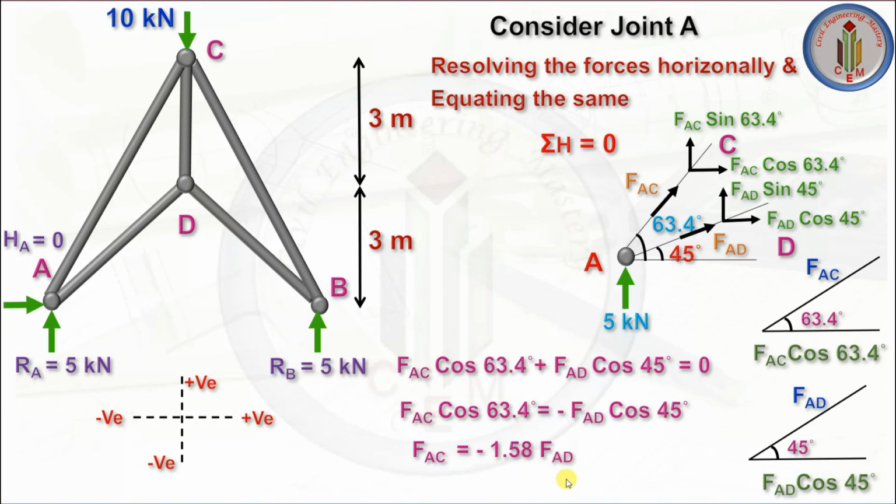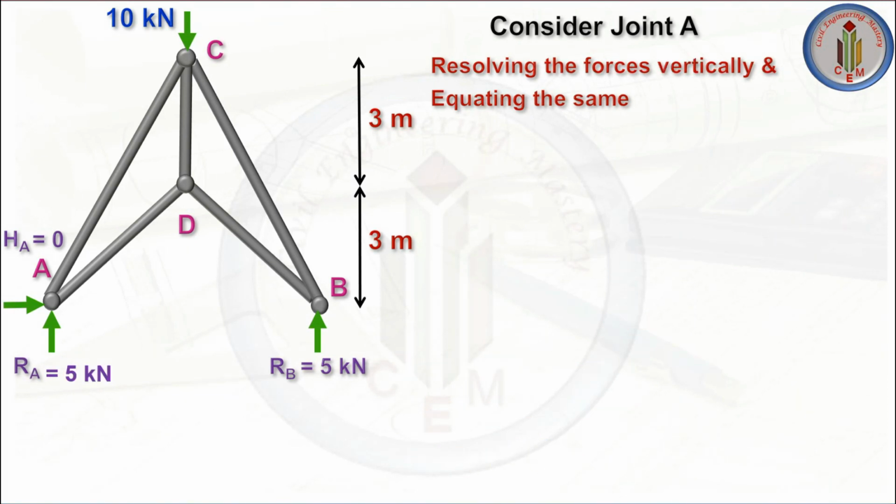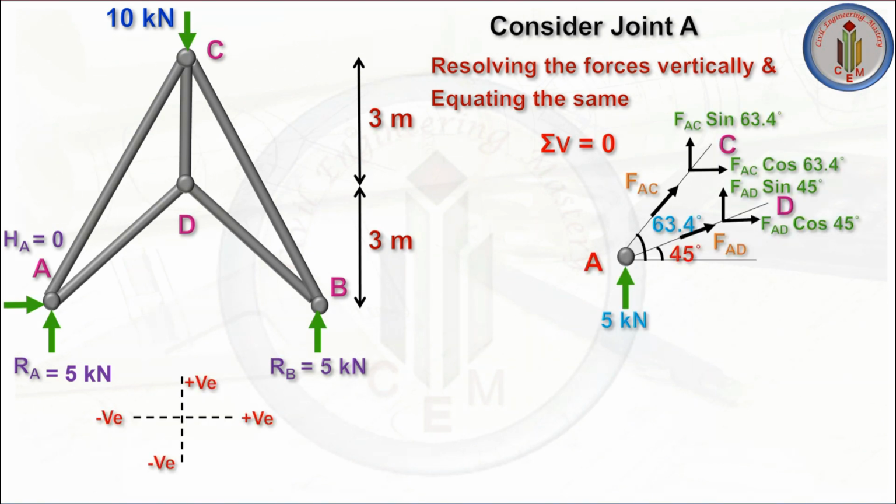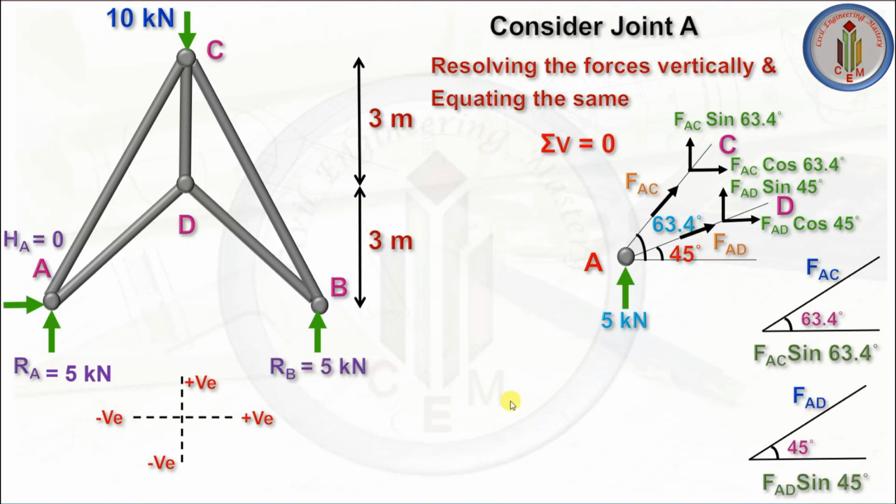If we find this, we can again solve the forces vertically and equate the same, and from that we can find this FAC value. Again, let's consider joint A and resolve the forces vertically and equate the same. Summation of V is equal to 0. Here we know the FAC value in terms of FAD. Now let's take the support reaction 5 kilonewton plus FAC sine 63.4 degrees, the force from the AC member, and plus FAD sine 45 from the AD member.